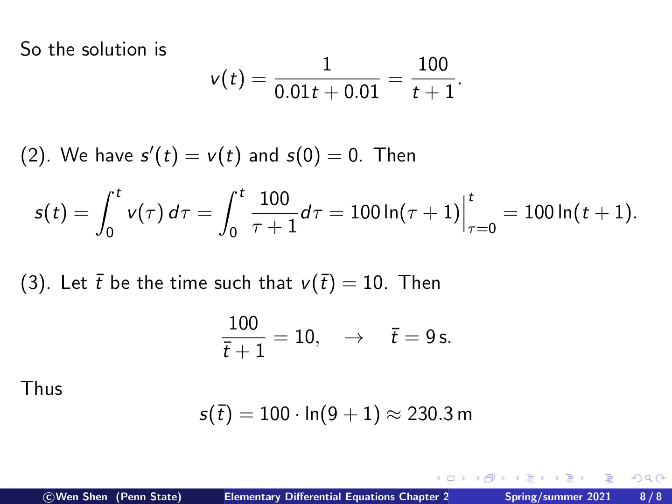And then to find out the distance traveled, you just plug t bar into the solution for s and evaluate it. So it's 100 times ln of 9 plus 1. And then you can hit your calculator and you find out the distance: 230.3 meters traveled by your sled.